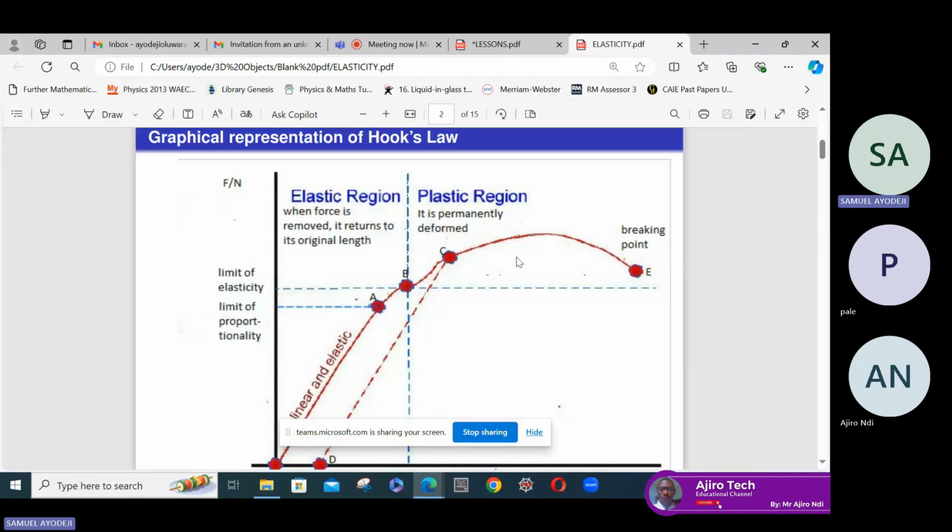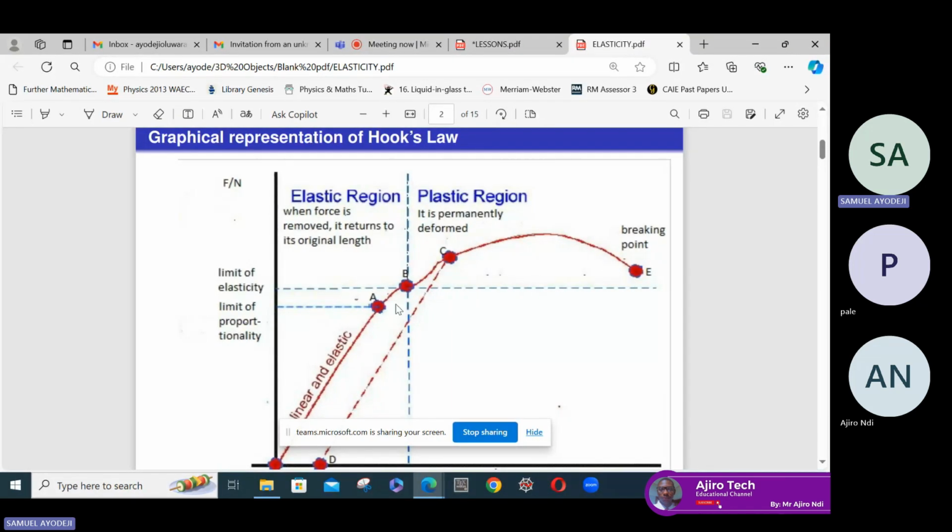So it will now return to its normal length. So it becomes inelastic. After some time, it has lost its elasticity. So at that point, it is now a plastic region. Any little effort that you apply, the material is liable to break. If you get to a breaking point, it will break.